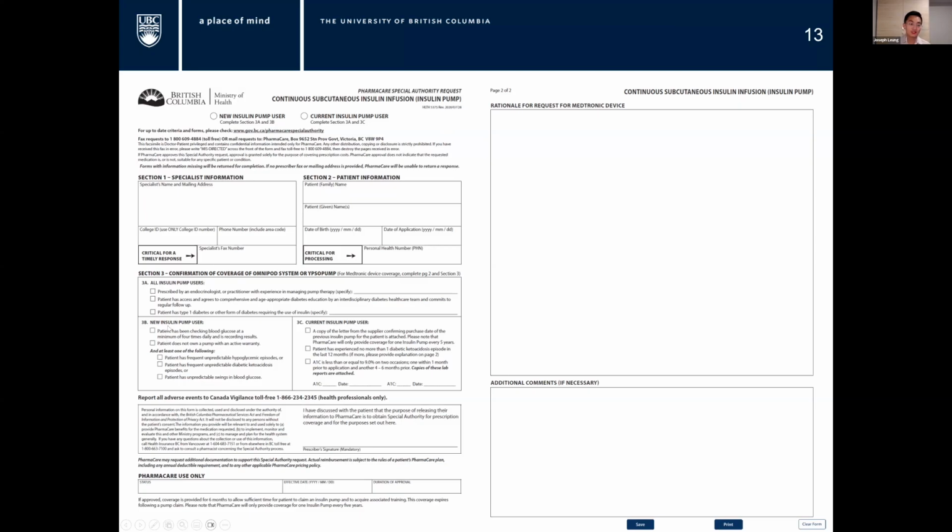That the patient does not have an active warranty. If they do already have an active warranty for an insulin pump, they have to fill out this current insulin pump user section. They have to agree to age-appropriate comprehensive care and diabetes education, and so on and so forth. And in the past, there was a section for a rationale for a Medtronic device, but this is no longer needed since Medtronic is a Tier 1 pump now.